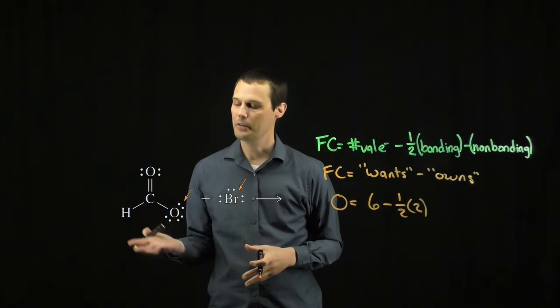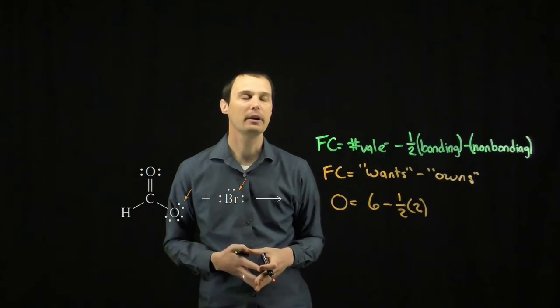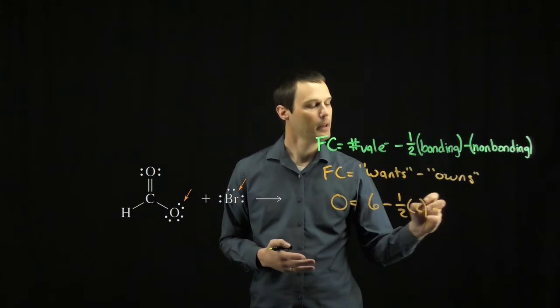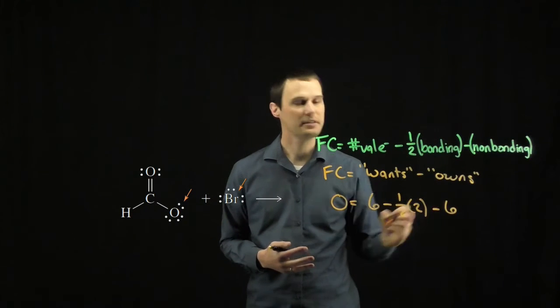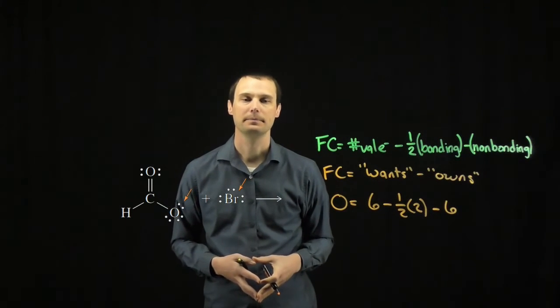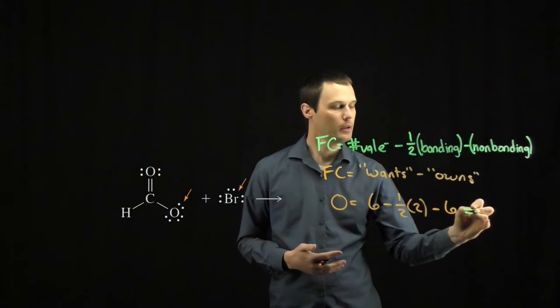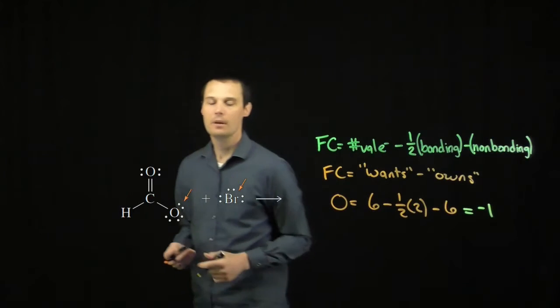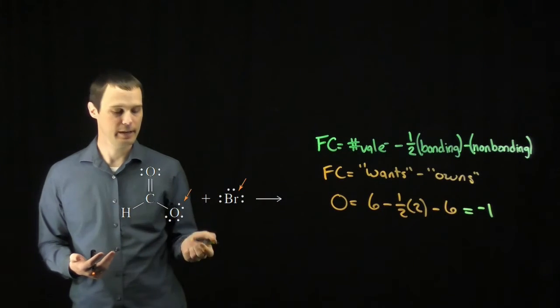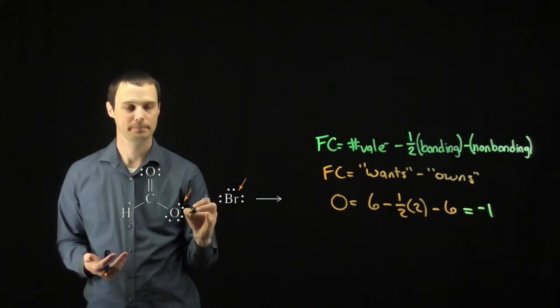It also owns all of the non-bonded electrons. There are 3 lone pairs on that oxygen. So for this oxygen, it owns all 6 of those non-bonding electrons. That means the formal charge for oxygen, 6 minus half of 2, is -1. We can indicate that in the structure by drawing a negative charge on that oxygen atom.